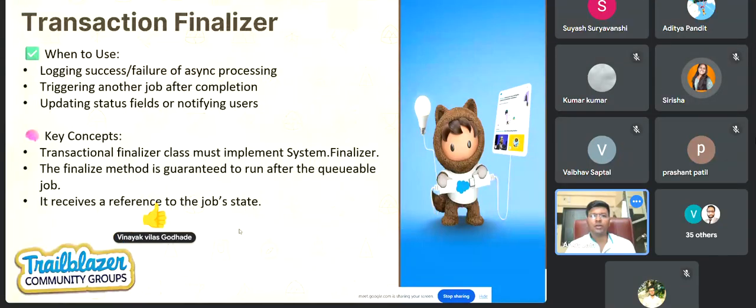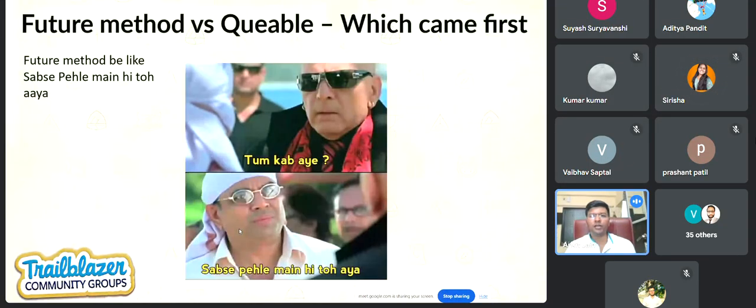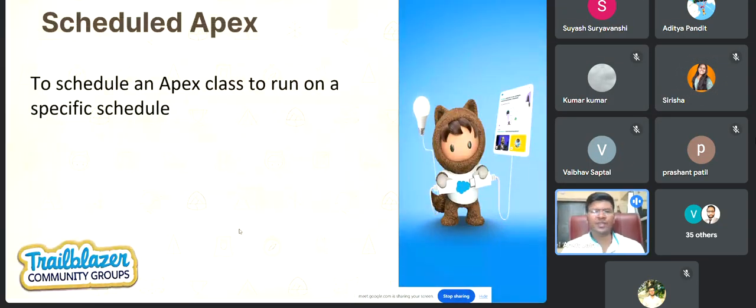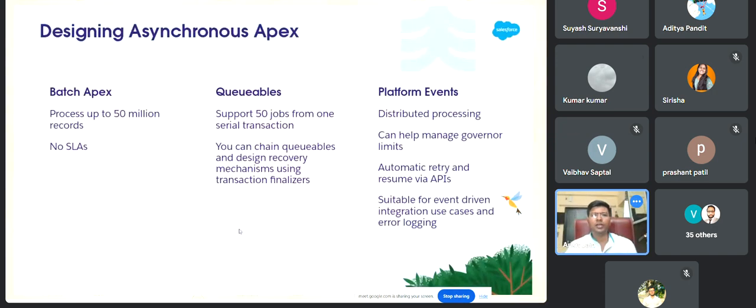So, scheduled Apex is self-explanatory. If I have to schedule it, then I go with scheduled Apex. System.schedule is the method. You pass a cron expression, create the instance, and that's it. Very simple. And these are the design things to consider.